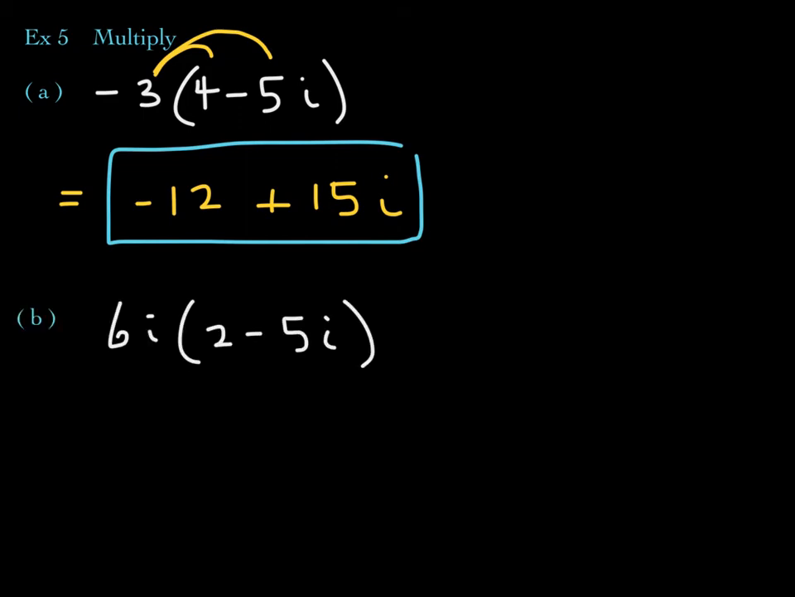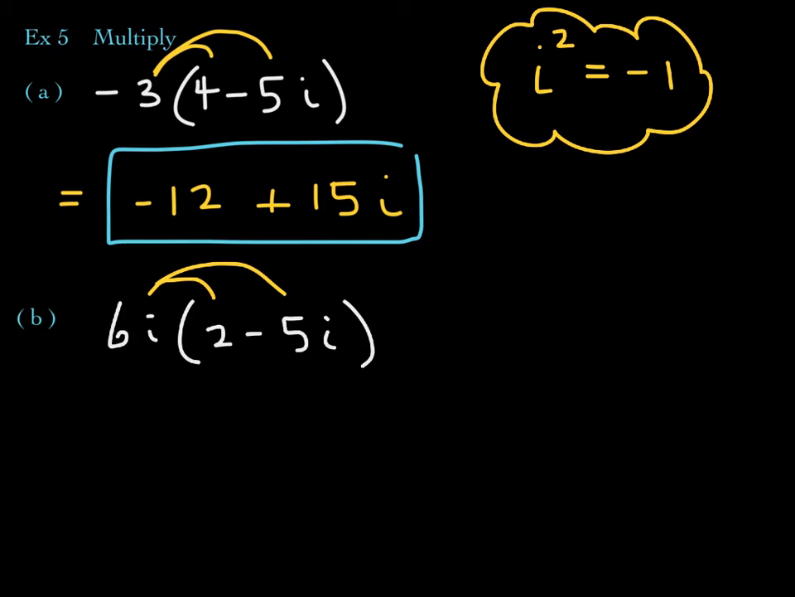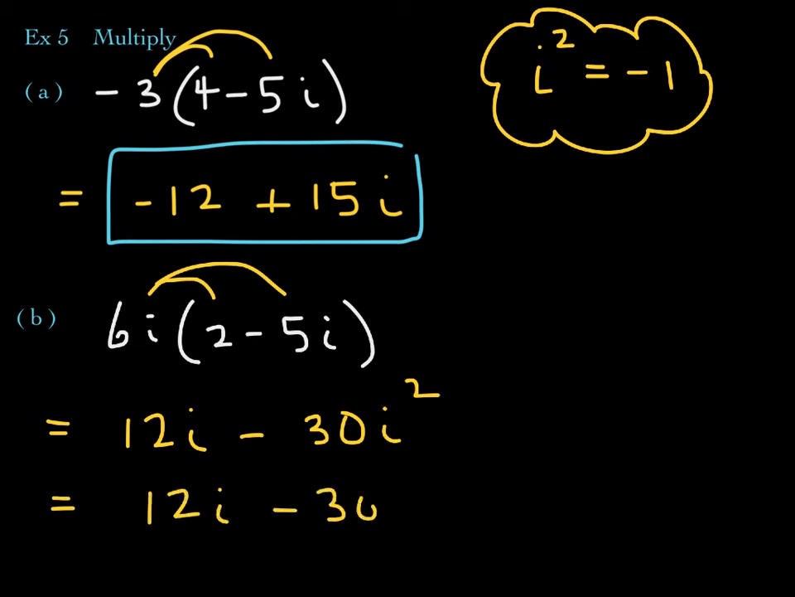All right, now we have 6i times 2 minus 5i. Again, nothing new here except for the fact that, and I'm going to distribute as I'm talking, remember, i squared is equal to negative 1. Don't forget that i squared is equal to negative 1. If you remember that, then you're going to be fine, okay? Now, 6i times 2 is 12i. 6i times negative 5i is negative 30i squared.